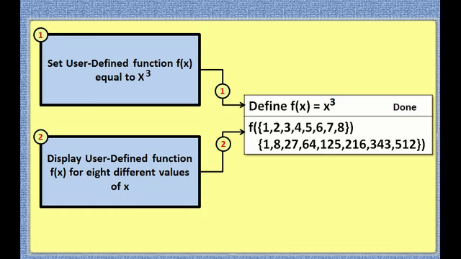Now let's try a batch command on a user-defined function. Step 1. Set the user-defined function f of x equal to x cubed. Step 2. Use f of x to display the cubes of 8 different values by replacing x in f of x with a list of the 8 values. The function will return the cubes of each of these values in a convenient output list.